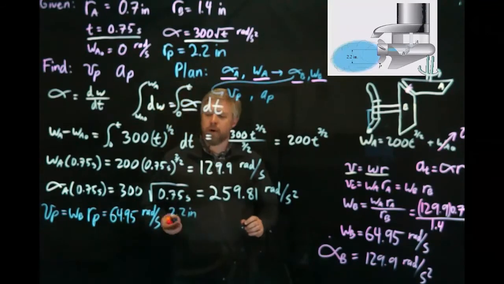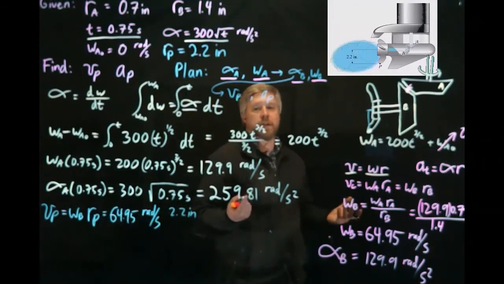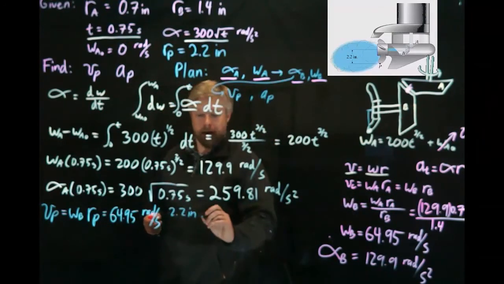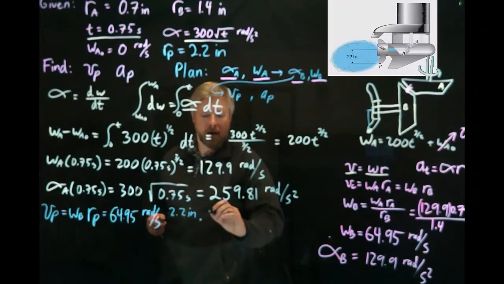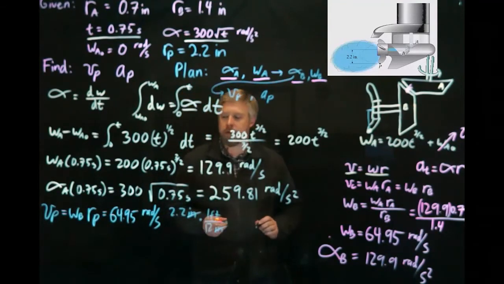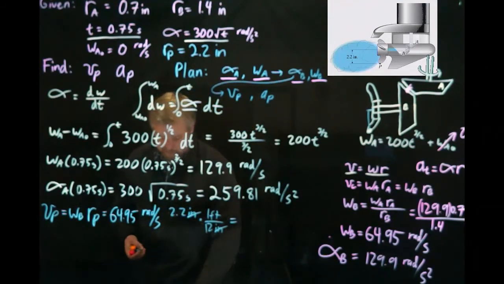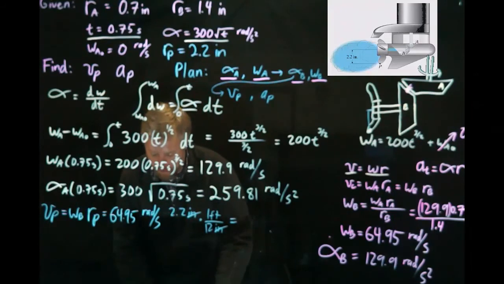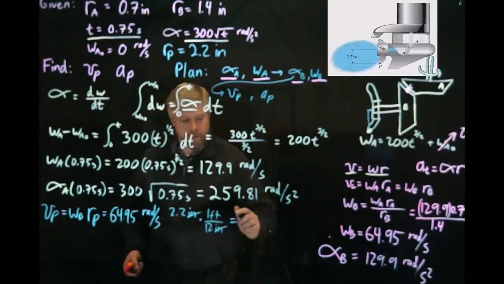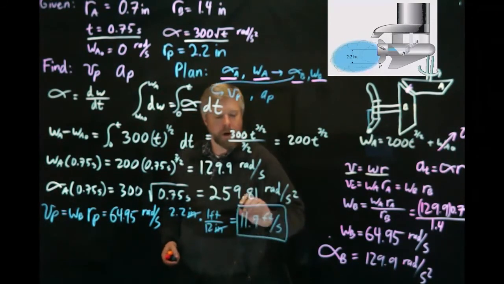But if you look at that, we're going to end up with inches per second. Typically, we report answers in feet per second. So let's go ahead and change it to feet per second. 2.2 inches times 1 foot for every 12 inches. Inches cancel, and we'll get feet per second. Do that calculation, and we end up with 11.9 feet per second. That's one of our answers, so we're going to box it.